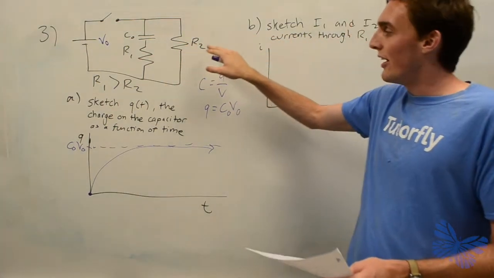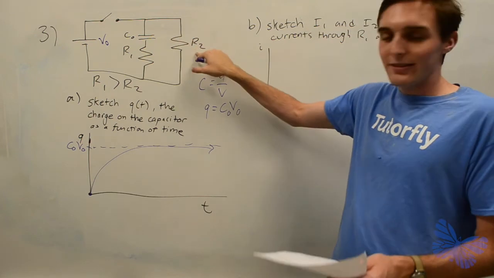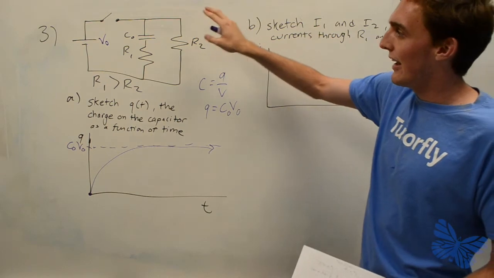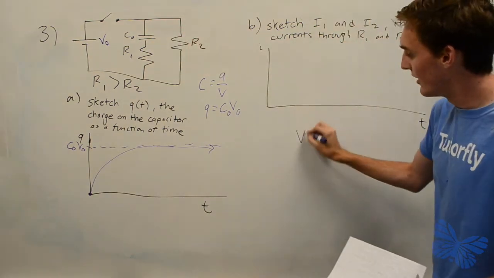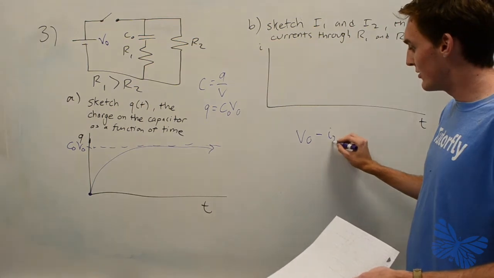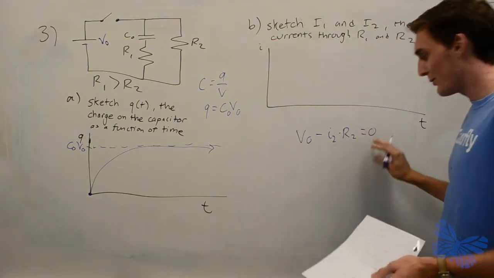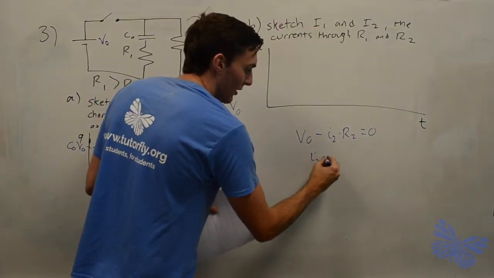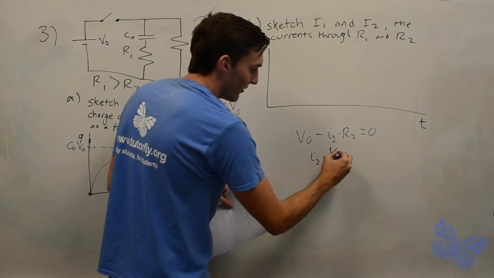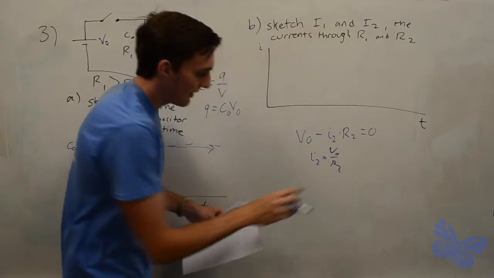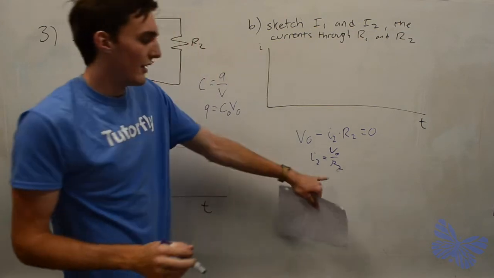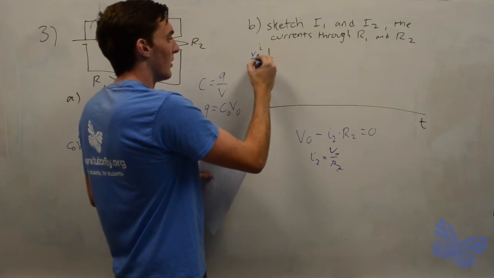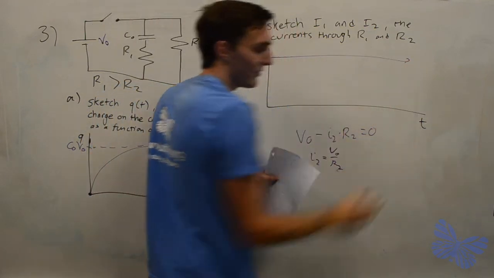And so in this case, since this resistor is all by itself, basically, if we do a KVL of the outer loop, we know that V0 minus I2 times R2 is going to equal 0 always. So that means that I2 equals V0 over R2. So that's just going to be a constant current basically. So if we plot that here, it's going to be a straight line.